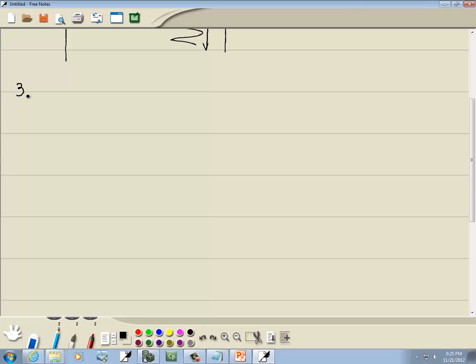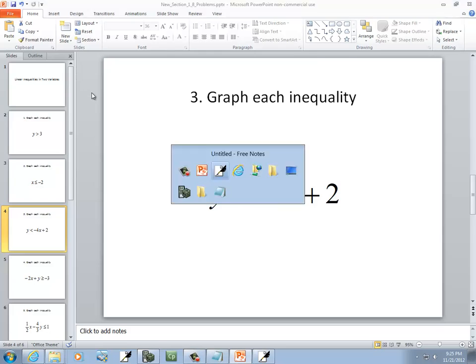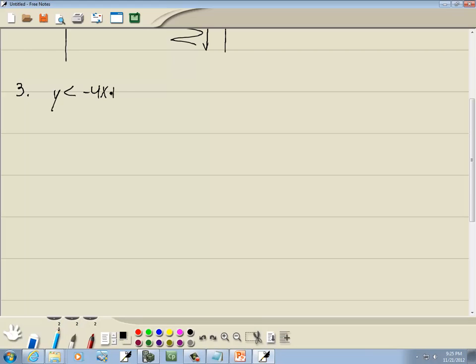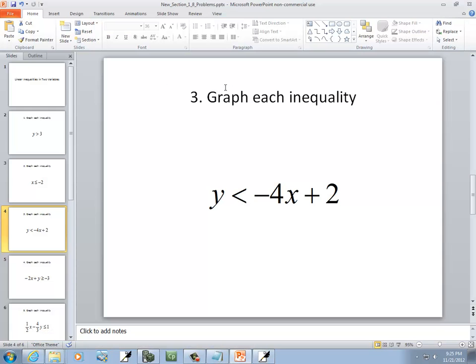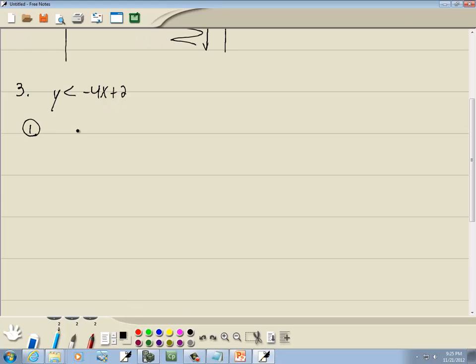Well, this one I'm going to show two different ways. I'm going to show it by hand, then I'll show it on the calculator. Okay. Now, our first step, and this is graphing an inequality in two variables.